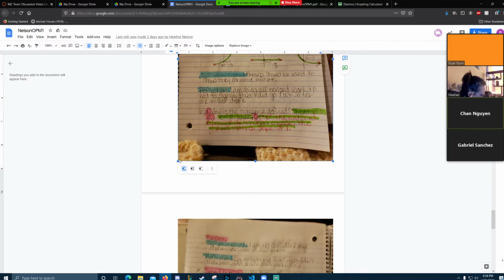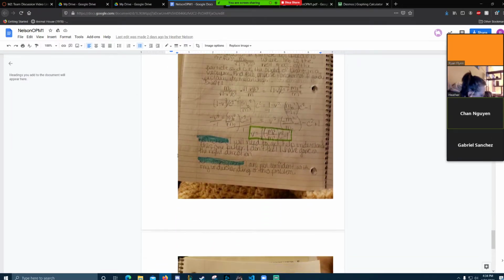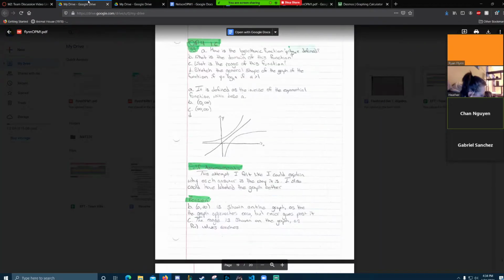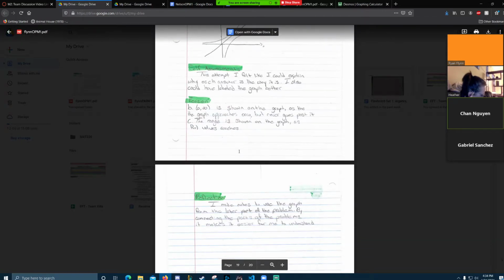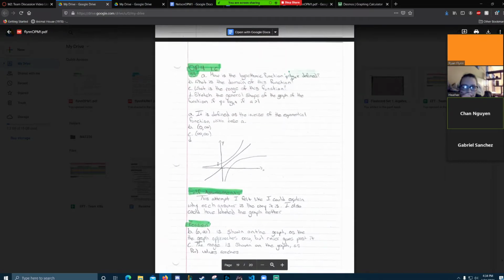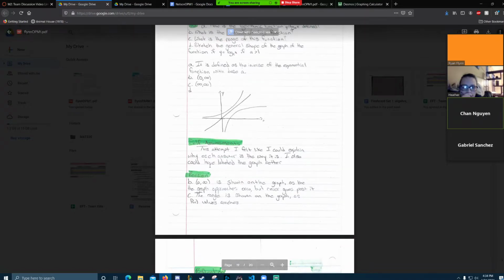Do we all have pretty much the same graph? I think with mine, I just drew the inverse as well, so you can see both. But pretty much the same one there. I just wrote out my explanations there. Any issues or any other questions with this one?